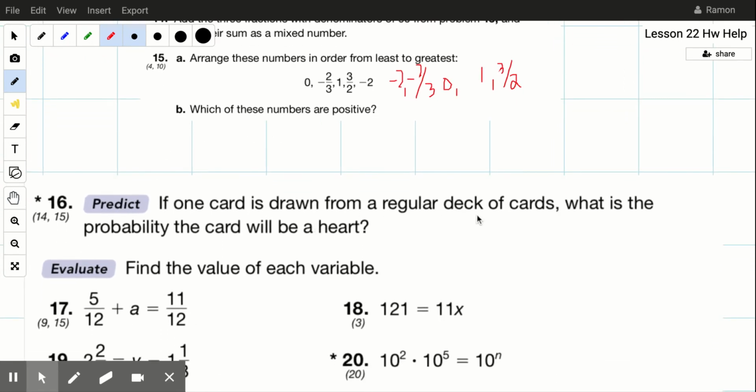If one card is drawn from a regular deck of cards, what's the probability that it will be a heart? Well, in a deck of cards, there are 4 suits, and there's 13 of each. And there are 52 cards total. And it is your job to simplify that.